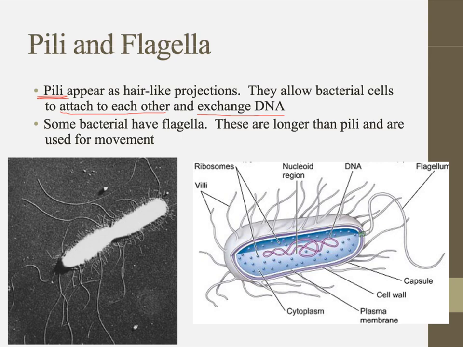Okay, so these little hairy things here are the pili. The flagella, these much longer whip-looking things, are used for movement. So if we think about the tail on a sperm, okay, it's not exactly the same structure, but it has the same function, which is movement, a little swimmer.